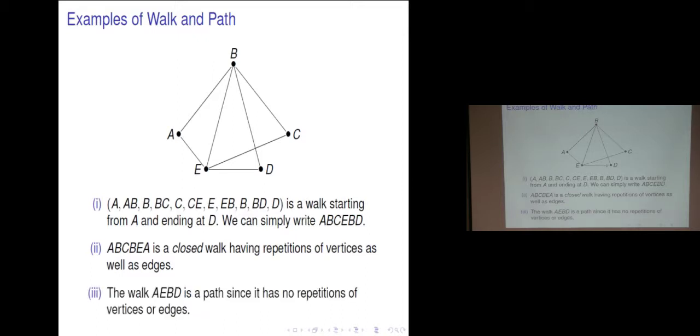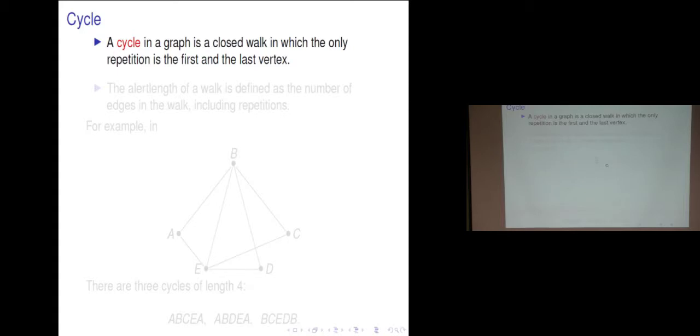Now, what is an example of a path? A path will have no repetition of vertices, no repetition of edges. So a path, for example, here, let's see, is it a path? A, E, B, D, right? So A to E, E to B, B to D. So this is a path, just like that.